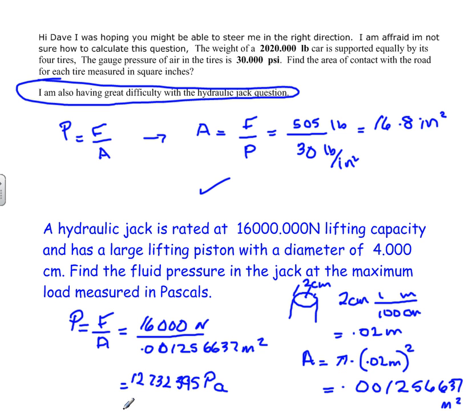Typically, when we get into the millions or the thousands, we start using one of the prefixes. Even though the answer is in pascals, I would call that 12.7 MPa, 12.7 million pascals.